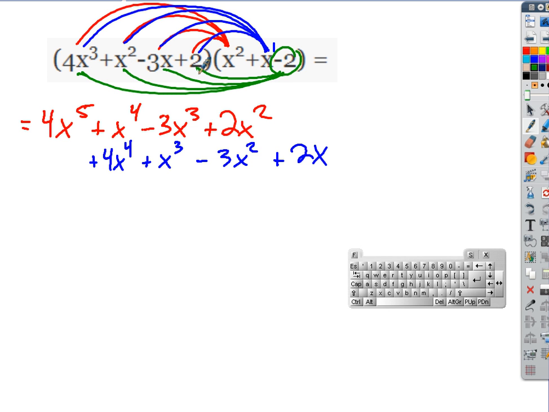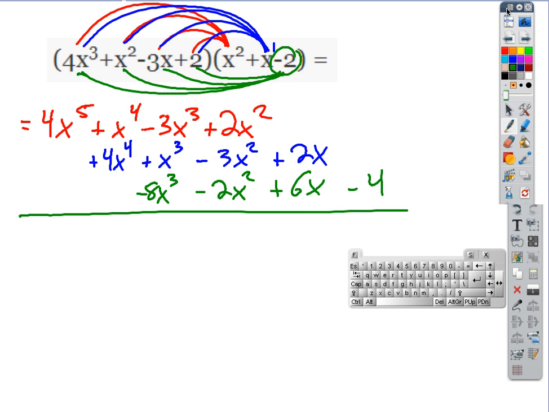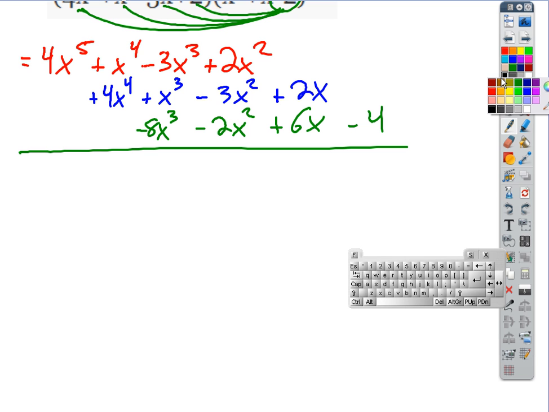what's that going to do? Negative 2 times 4x cubed. Okay, negative 8x cubed. Negative 2x squared, good. Plus 6x, good. And minus 4. Good. Okay, so if we just add up all those terms, we got it.